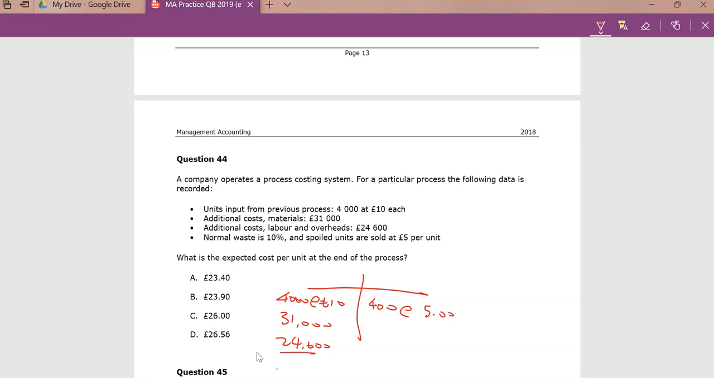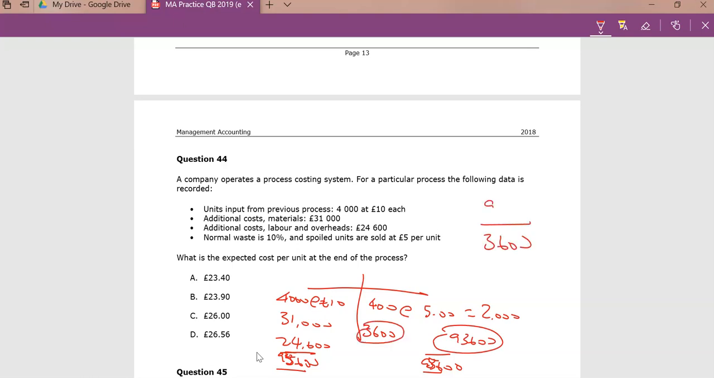So therefore, I'm expecting 3,600 units to come out good, and therefore I'm going to add all this together. 40,000, 31, 24,000, that's 95,600. Less 2,000, so therefore this is 93,600. So the value of those 3,600 items is 93,600. Divide those two together and you arrive at a healthy £26.